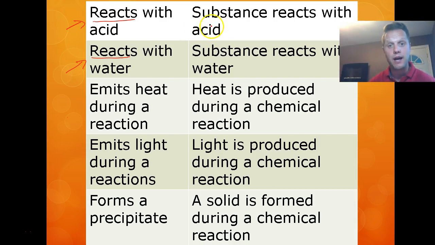So anything that reacts with acid, for example, would be a chemical property. So vinegar reacts again with an acid. Vinegar is the acid. It reacts with baking soda. So that is a chemical property. Anything that reacts with water. There's certain things that react with water. Metals will react with water. That's a chemical property. Anything that releases heat during a reaction. So certain chemical reactions, you'll see that things are getting hotter. That's a chemical property. If it releases light, that's also a chemical property.